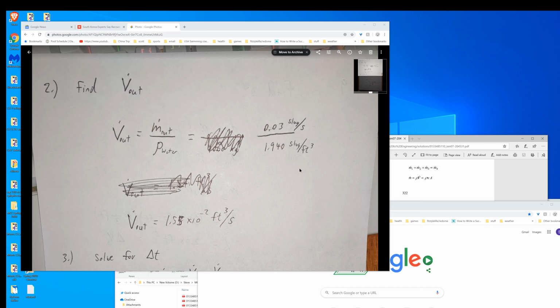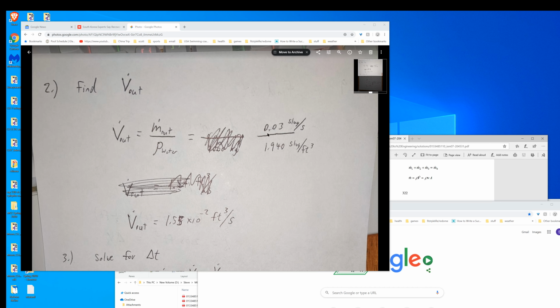So the second part of the problem, I'm looking for the volume flow rate out, which is essentially what's going down the drain. I can use the relationship that volume flow rate times the density of water gives me mass flow rate. Well, I'm looking for the volume flow rate, so I just divide the mass flow rate by the density, and I can come up with that since mass flow rate is given and density can be looked up.